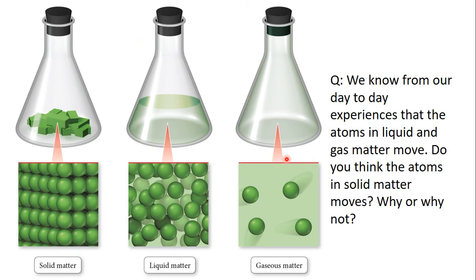Now let's take a look at our different substances. So here we have solid. All the atoms are close together. Liquid, where the atoms are still close together, but generally not as close together as in solid. And gas, where all the atoms are very far apart.